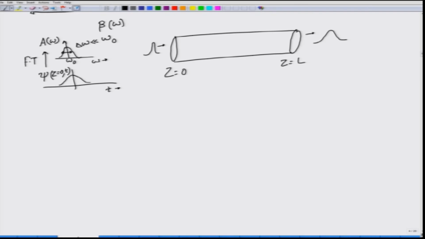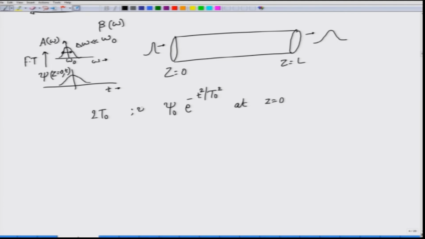This Gaussian pulse can be represented by giving its width, which we will take to be 2 times T0, and an expression for this Gaussian pulse will be given as some amplitude. We do not really want to bother about the amplitude. So, let us call this some psi 0 e to the power minus t square by t 0 square. This is the Gaussian pulse which would be launched in the fiber at z equal to 0.